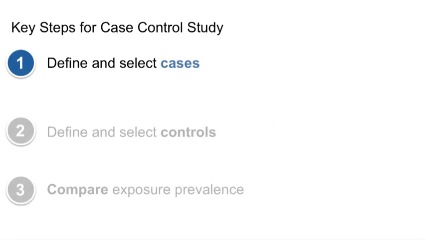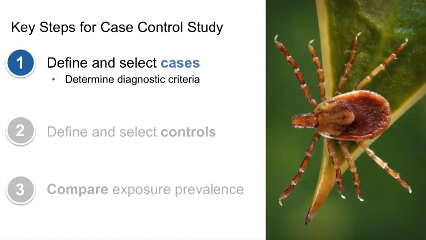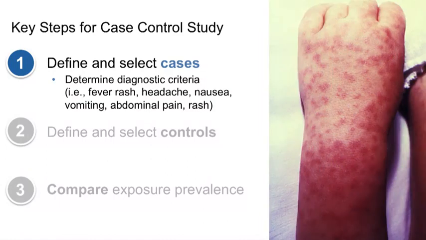Let's discuss case selection in more detail. Researchers first determine the diagnostic criteria they will use to define a case. For example, if studying Rocky Mountain spotted fever, which is a tick-borne disease, the diagnostic definition of the disease should be clearly specified in order to classify people as cases or controls. In defining cases of Rocky Mountain spotted fever, the diagnostic criteria should include the following symptoms. Symptoms include fever, headache, nausea, vomiting, and abdominal pain.